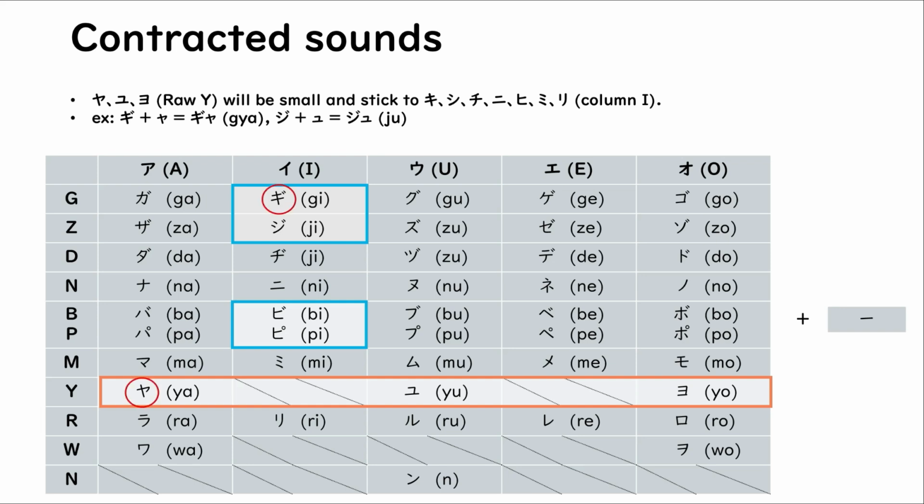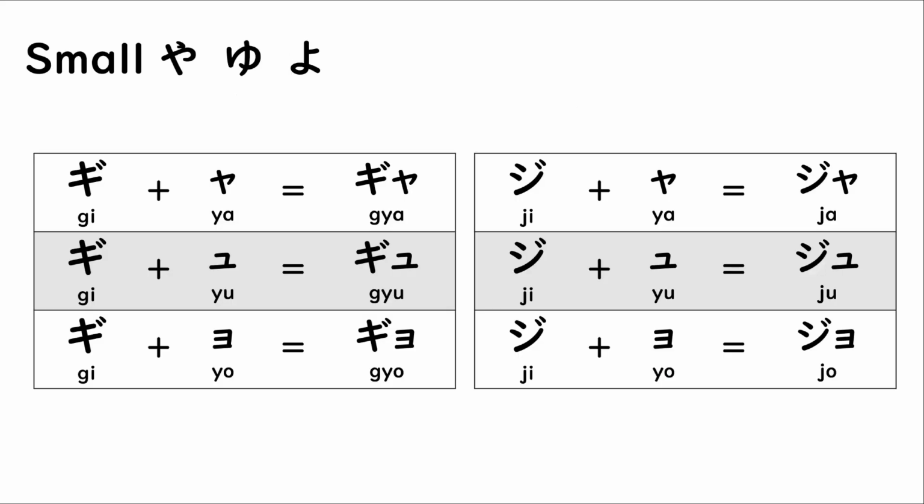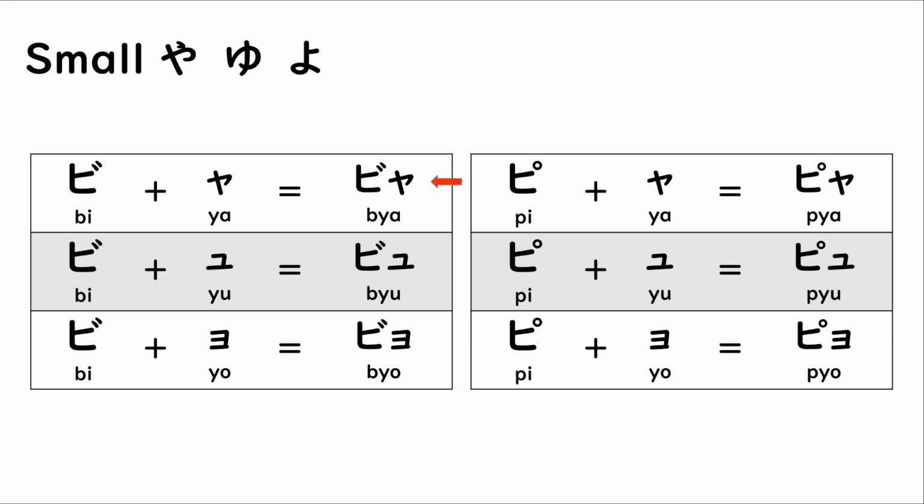Gi plus ya becomes gya, one smooth sound. Please repeat after me. Gya, gya, gyu, gyu, gyo, gyo, ja, ju, jo, bya, byu, byo, pya, pyu, pyo. Well done!